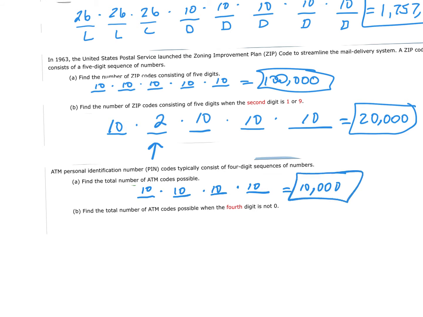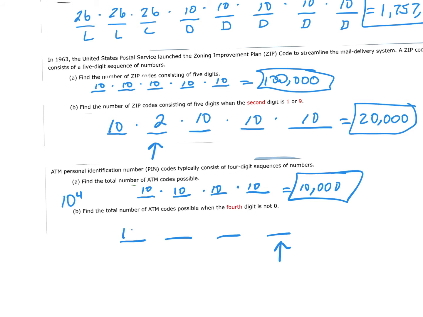Silly Miss Meadows. All right, find the total number of ATM codes when the fourth digit is not zero. Here's a question just like you were just talking about. There's a stipulation on this one. If you guys wanted to write 10 to the fourth power, that's fine as well, just as long as you show me somehow that you got 10,000.